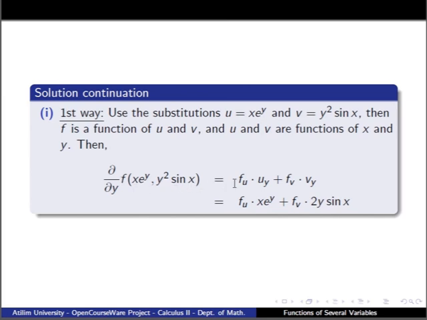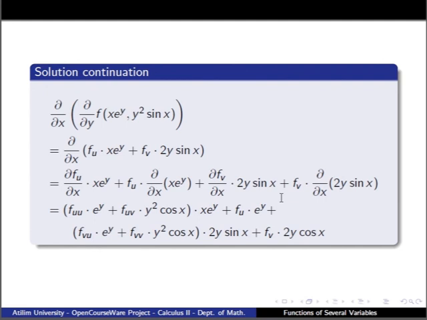Then we can use the differentiation, partial derivative of f with respect to u times partial derivative of u with respect to y, similar to f_v and v_y. Then if we evaluate the differentiations of u and v with respect to y, we can write this result. Then we can redifferentiate this result with respect to x, which is given here. That is, in the second line, we use the product rule for the functions of differentiation.